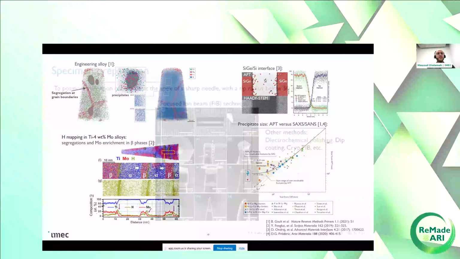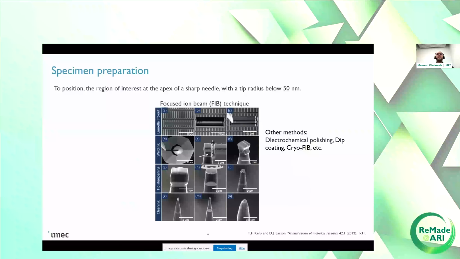So let's continue with how we can measure a sample, a specimen in atom probe. So the first step is specimen preparation. And by specimen preparation, what I mean is to place the region of interest, what we want to measure, on top of a sharp needle with typically a radius of 50 nanometer. This is what we can measure in atom probe.